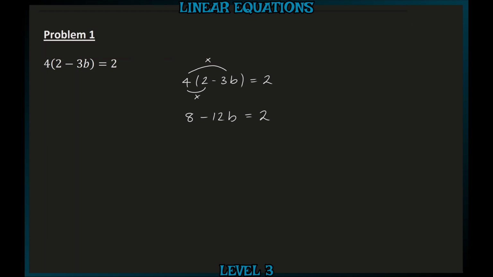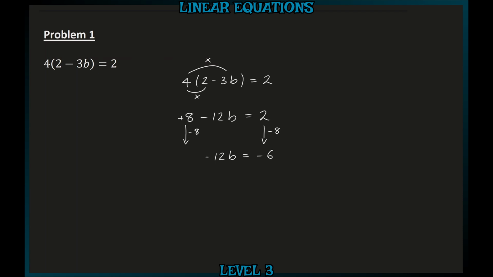Now on the left-hand side, we'd like to remove the 8, and this is a positive 8. So to remove it, we use its inverse, which is minus 8, and do exactly the same on the right-hand side. Now on the left, the plus 8 and the minus 8 cancel out to just leave us with minus 12b, and on the right, 2 minus 8 is minus 6.